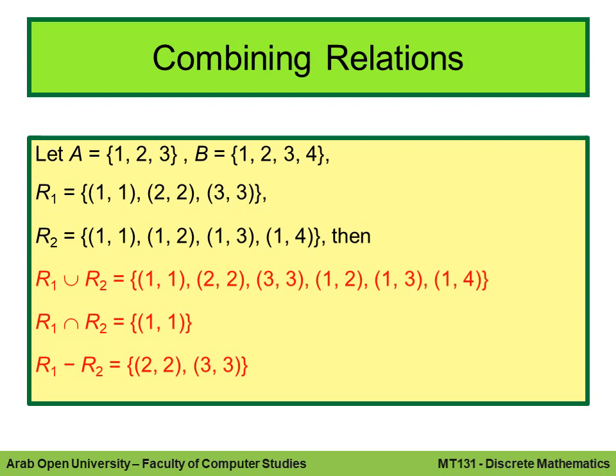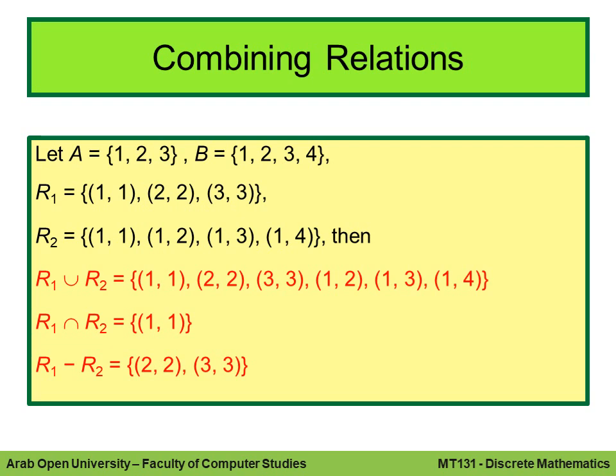Now, combining relations. When you think of a relation from A to B as just a subset of A times B, you can combine relations by taking the union, intersection, and set difference, and that will give you a new relation. Here is an example. A is a set that has the integers 1, 2, 3. B is a set that has 1, 2, 3, 4. R1 and R2 are examples of relations from A to B.